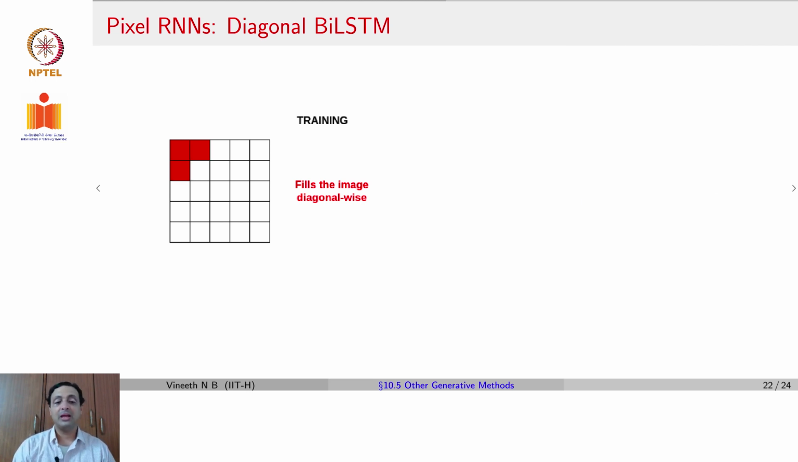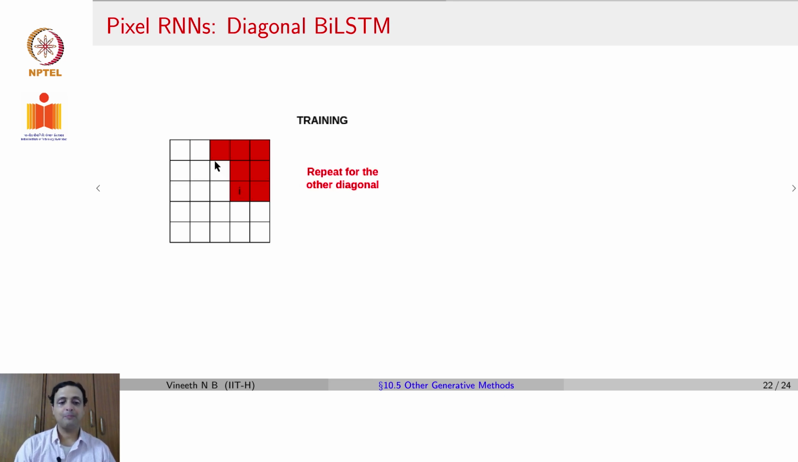In this case, the image is filled diagonal-wise. So you can see here that each diagonal is filled at a time, and when you fill any one pixel at that particular location, those are the values that are given as context to be able to fill that pixel I, and in turn these two pixels that are denoted in blue squares depended on the previous pixels. So all of them would eventually influence the generation of the value at this pixel I. We now repeat this process also for the diagonal from the other side, very similar to a bidirectional RNN.